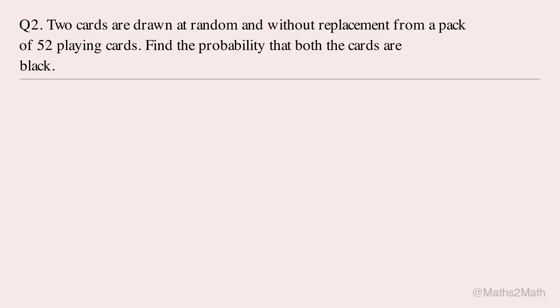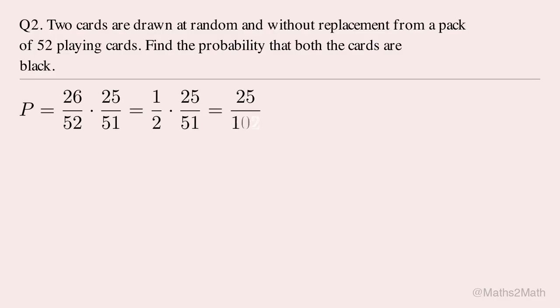Question 2. Drawing twice without replacement. Multiply the first draw by the conditional second draw. The first black card has probability 26/52. Given that, the second is 25/51. The product is 25/102.